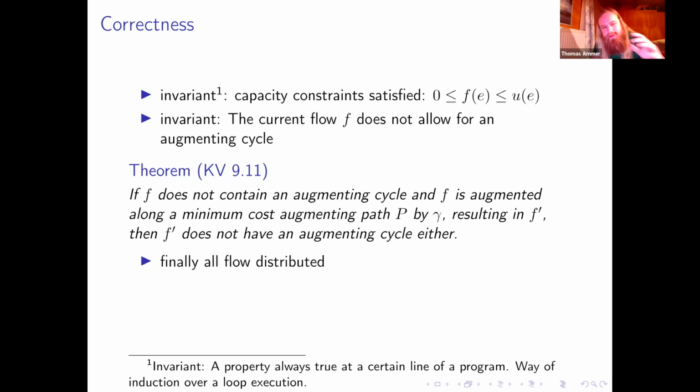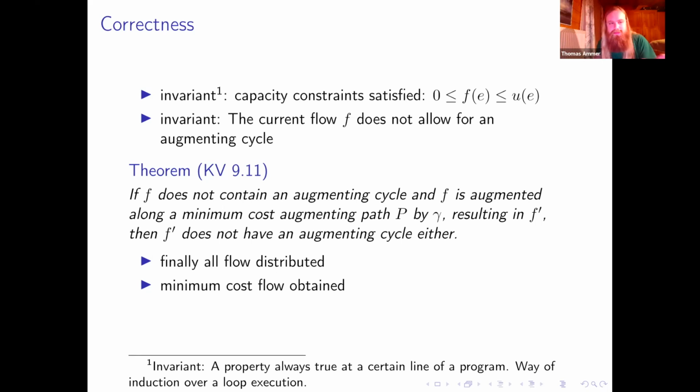So this algorithm is correct because finally all flow would be distributed. There would be no remaining supply and no remaining demand. Because of this invariant, the final flow will not allow for an augmenting cycle. And because of the characterization of flow optimality, the final flow will indeed be a minimum cost flow. All algorithms I'm talking about today use this correctness argument, but the algorithms I will talk about later will be more efficient than this one.